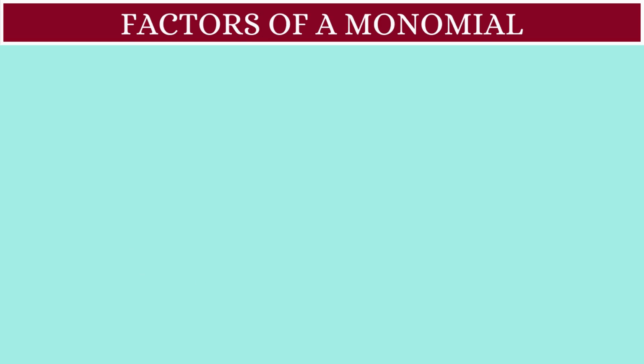Monomials are expressions with only a single term. These are some of the examples for monomials. Factors of monomials are the smaller individual terms that can be multiplied together to form the original monomial.